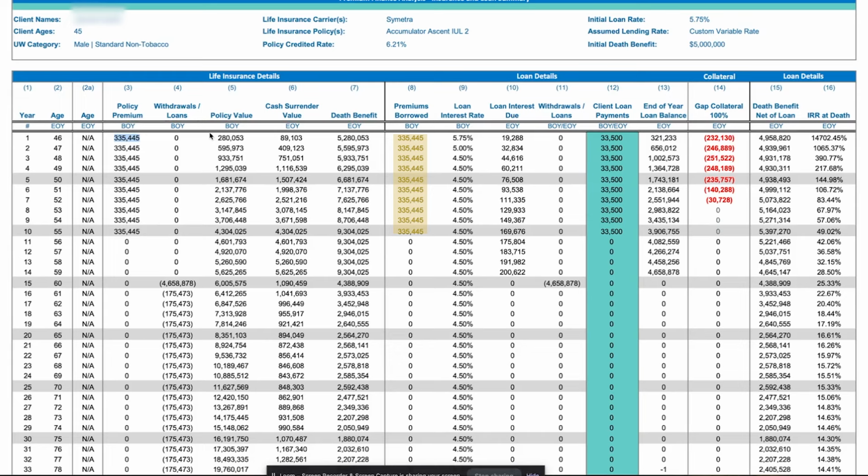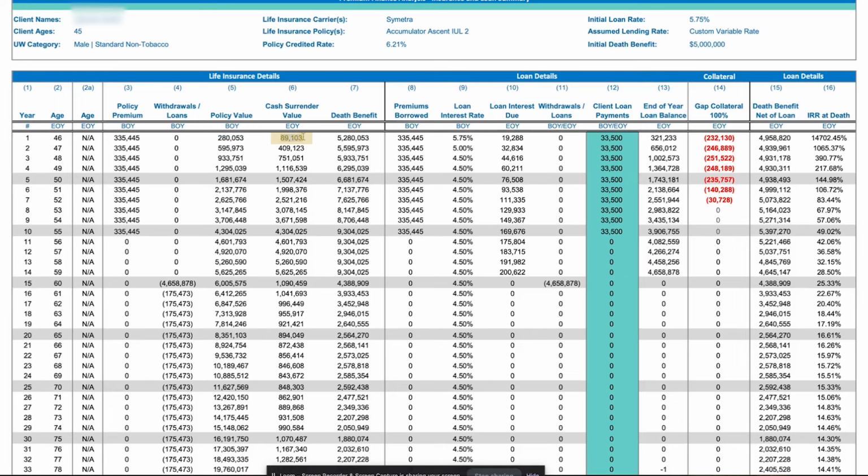$335,000 goes in year 1. The policy value at the end of year 1 is projected to be $280,000. The difference between the 335 and the 280 are policy charges, fees, and expenses. So all of the fees are already baked into the design when looking at policy value.